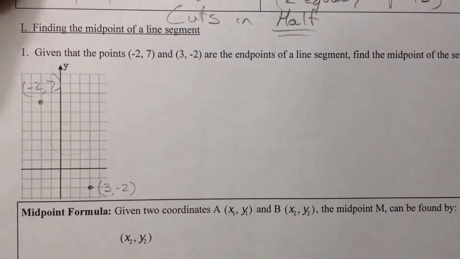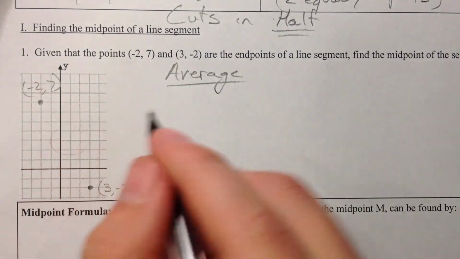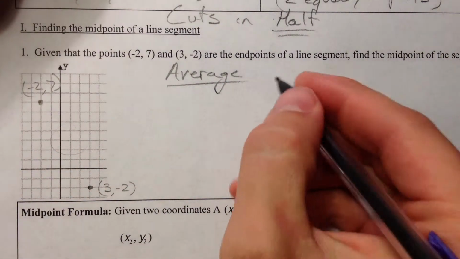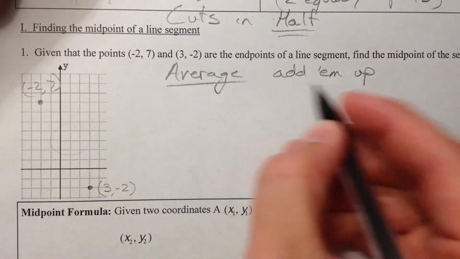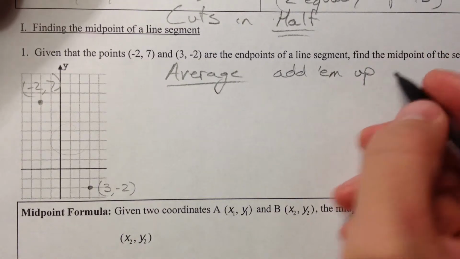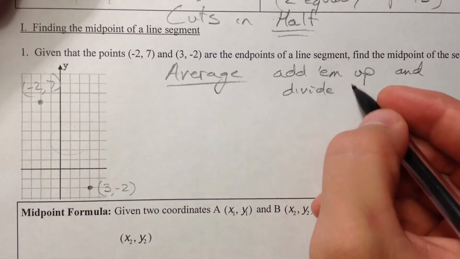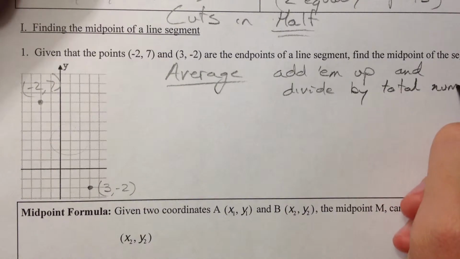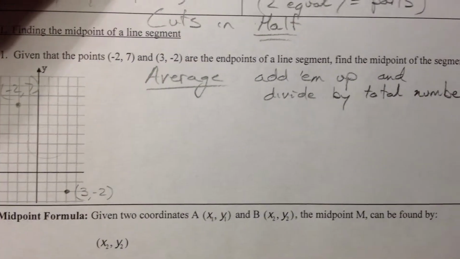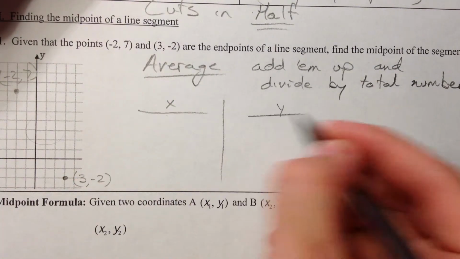What I like to think of is how you find the middle between numbers is by averaging them. And how you average something is you add them together and you divide by 2. Add them up, and divide by how many there are. So what we're going to do is split up the x and the y. We're going to deal with the x, the horizontal, and the y, the vertical.